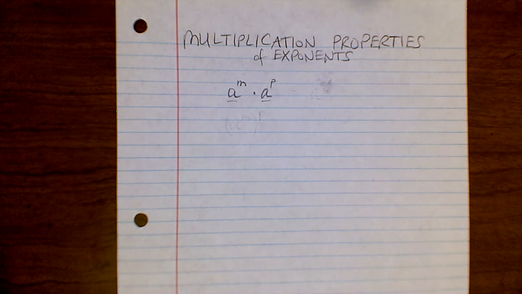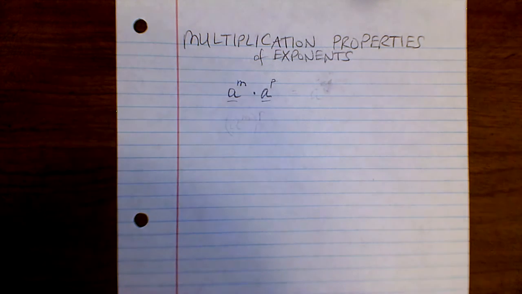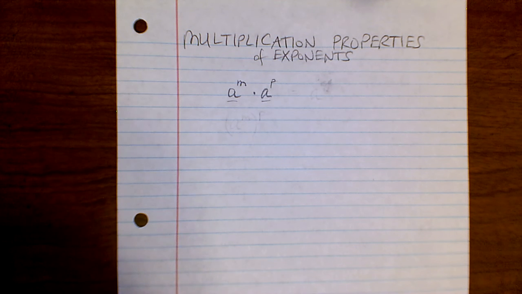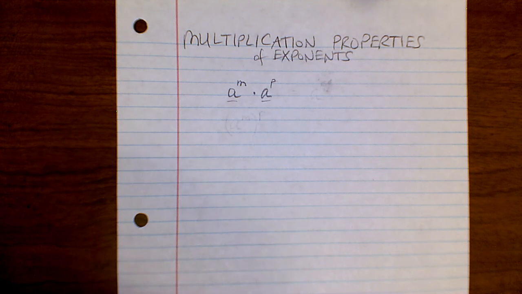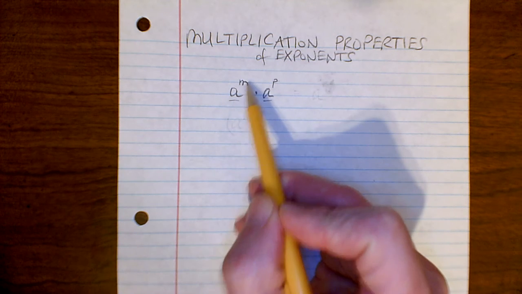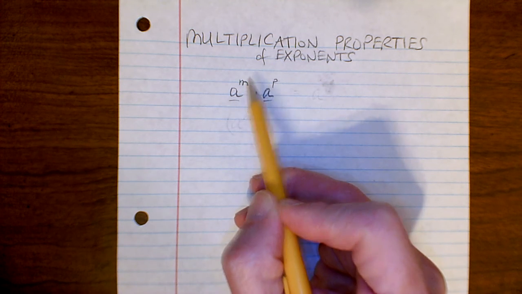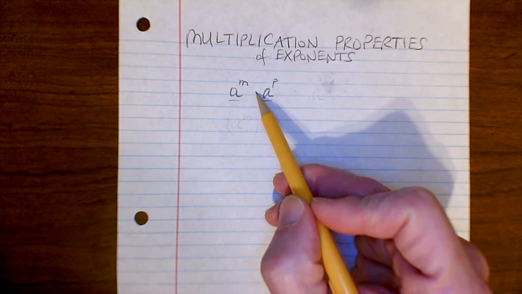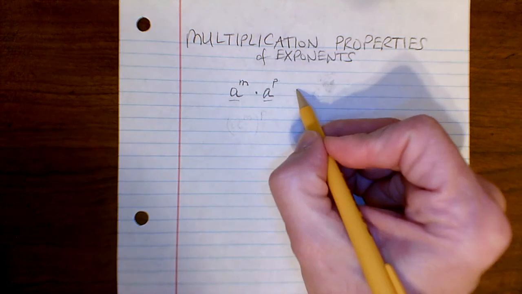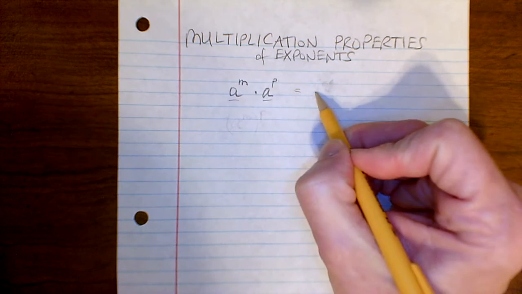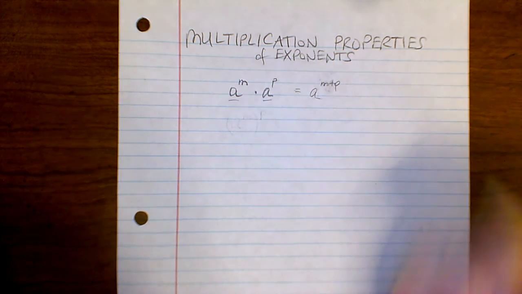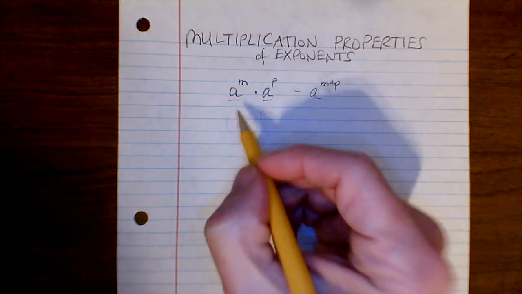Okay, in this video, we're going to give some examples of multiplication properties of exponents. In other words, if we're multiplying numbers that have exponents, what happens to those exponents? Starting with the example of having some number a raised to the m power and multiply it by the same number a raised to the p power, we're going to keep the base the same, and then we add the exponents together. Okay, and we'll do some examples in just a minute.